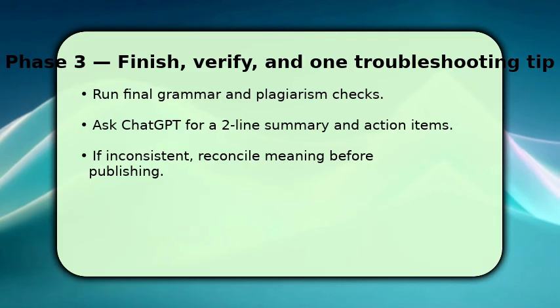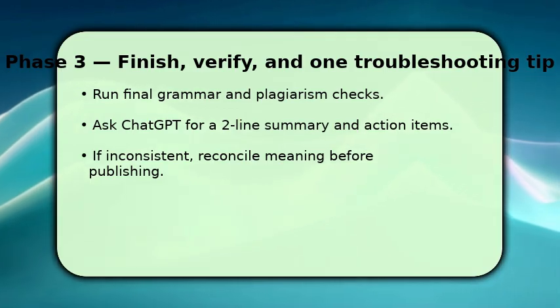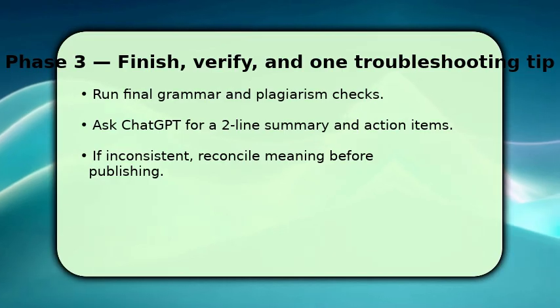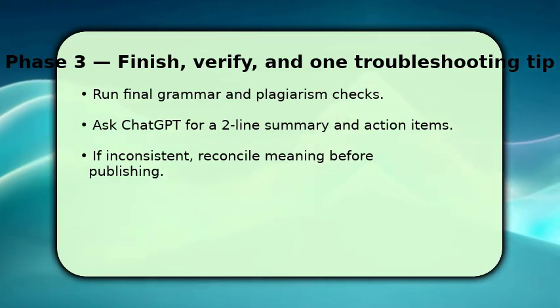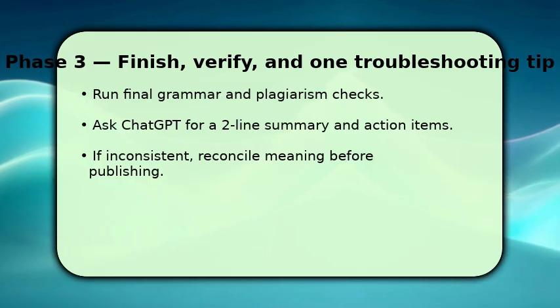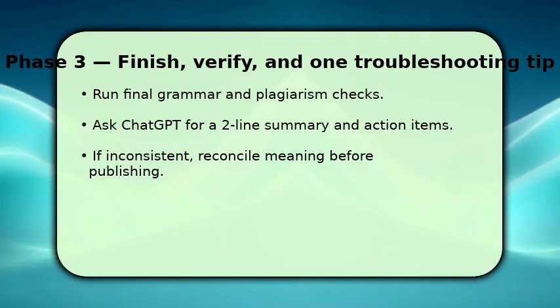If outputs conflict, with different phrasing or missing facts, compare versions sentence by sentence and choose the one that preserves meaning. Ask ChatGPT to merge them explicitly. If things still fail, clear prompts and repeat the loop with precise constraints.